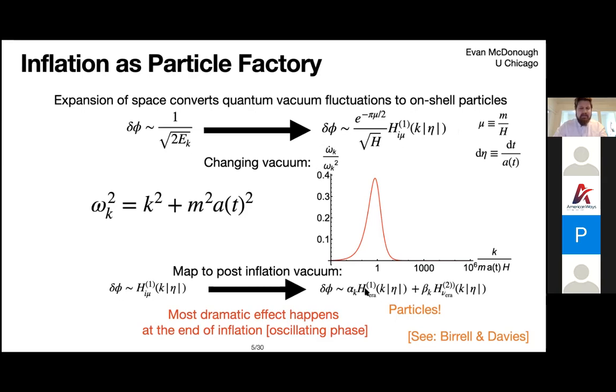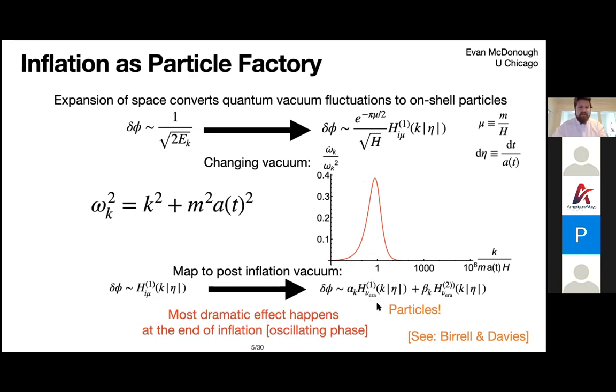Now, if I map this onto the vacuum state of the quantum field theory in whatever phase follows inflation, you go from having just this positive frequency mode to actually having both a positive and a negative frequency mode. And it's the coefficient of this negative frequency mode, which is the Bogoliubov coefficient, which is your smoking gun for the presence of particles with respect to this post-inflation vacuum state of the quantum field theory.